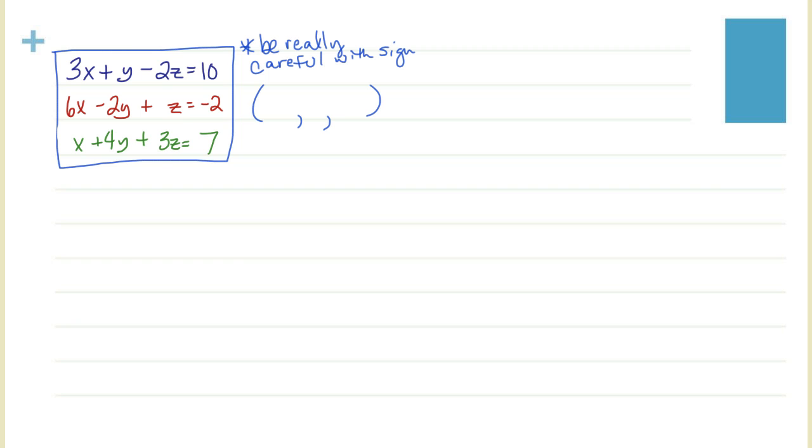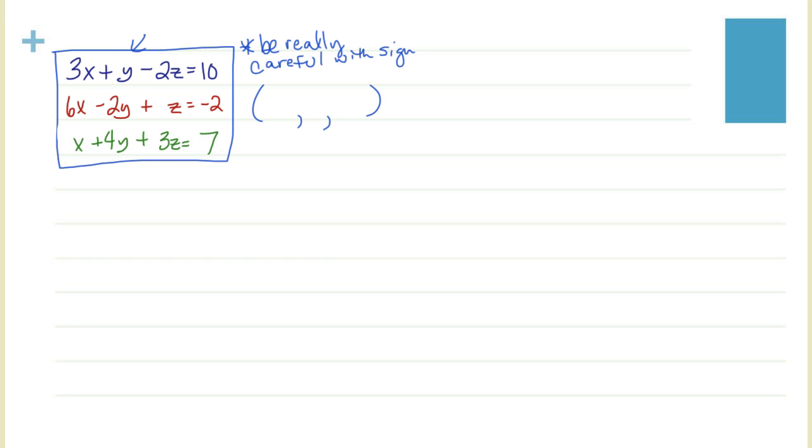It also wouldn't be terribly hard to get the z's to eliminate, because I could multiply this one by 2 and use it with the blue one, and then I could multiply this one by -3 and get it to eliminate with the green one. But again, then I'm having to multiply by some negatives. So I'm going to choose to eliminate the y's. I'm going to take my blue equation and multiply by 2. Then I don't have to change any signs.